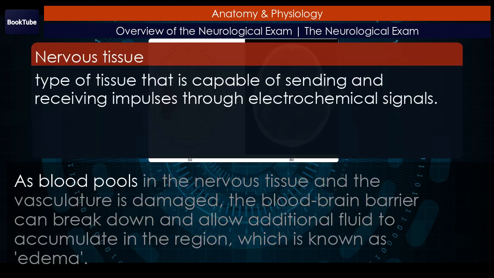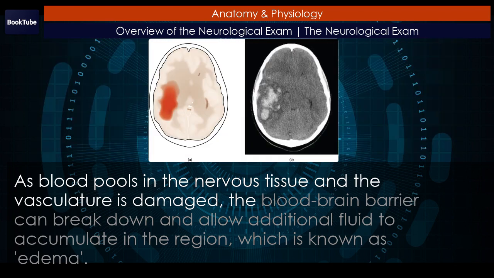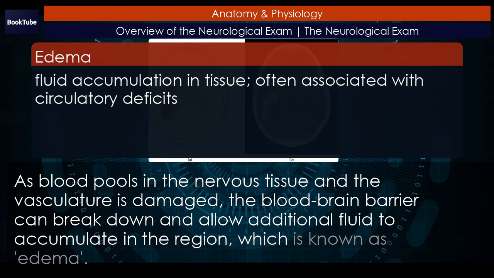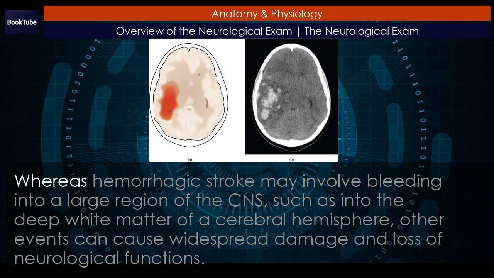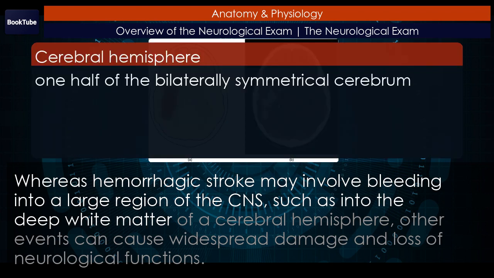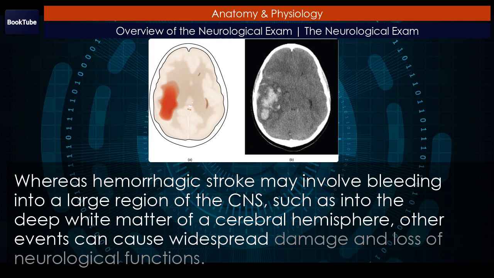As blood pools in the nervous tissue and the vasculature is damaged, the blood-brain barrier can break down and allow additional fluid to accumulate in the region, which is known as edema. Whereas hemorrhagic stroke may involve bleeding into a large region of the CNS, such as into the deep white matter of a cerebral hemisphere, other events can cause widespread damage and loss of neurological functions.